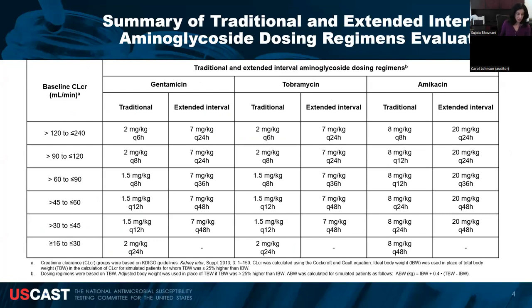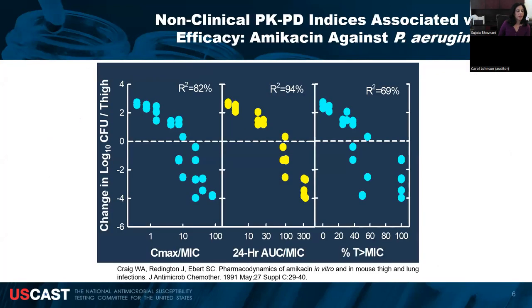Again, the probabilities of target attainment that we will go over in this presentation were based on the 90 to 120, with the understanding that other patients had equivalent exposures. The other part of the simulations included thinking about our inputs for non-clinical PK/PD targets. This is data from Dr. Craig way back from 1991, looking at dose fractionation studies for amikacin against Pseudomonas aeruginosa, asking the question, what PK/PD index is most predictive of efficacy?